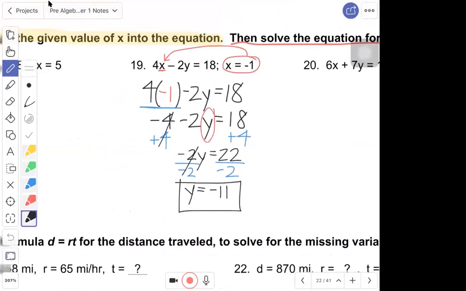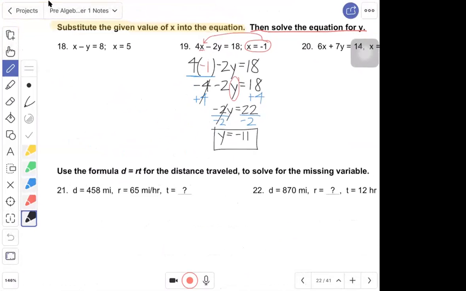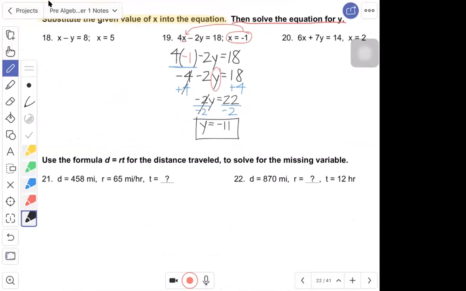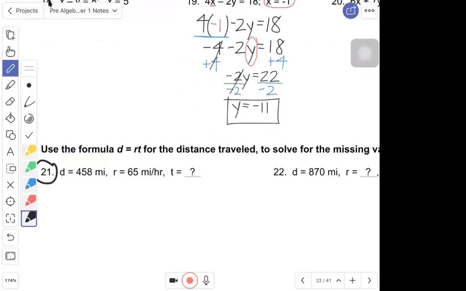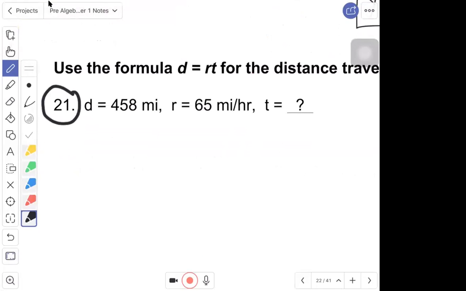All right, I'm going to look at one more with you guys to start you off. Let's look at 21, right below it. It says, use the formula D equals RT for the distance traveled to solve for the missing variable. So they give us our formula right here. Let's just copy it down. D equals R times T.